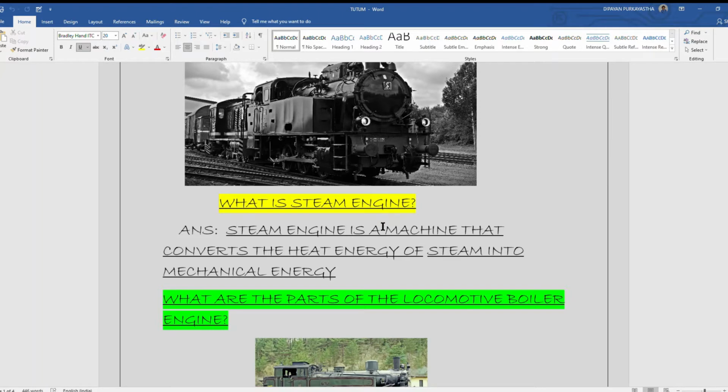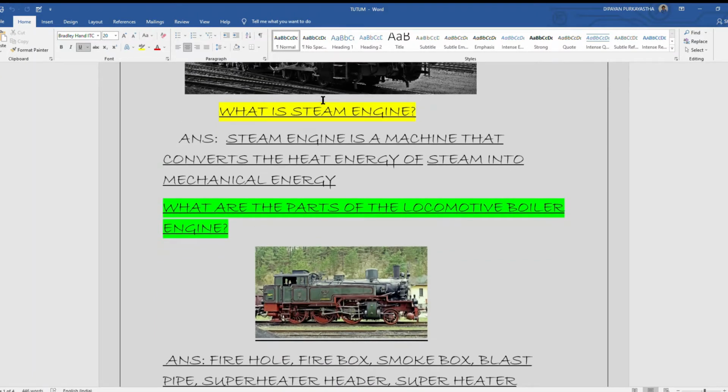What is a steam engine? The answer to the question is: a steam engine is a machine that converts the heat energy of steam into mechanical energy. So this is the answer to the question. Moving on to the next question.